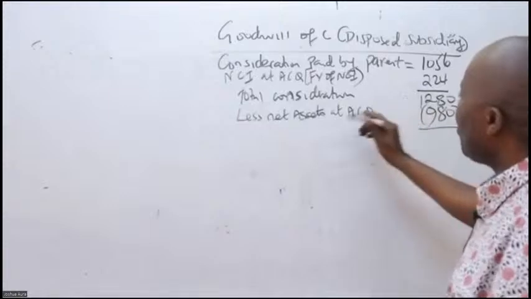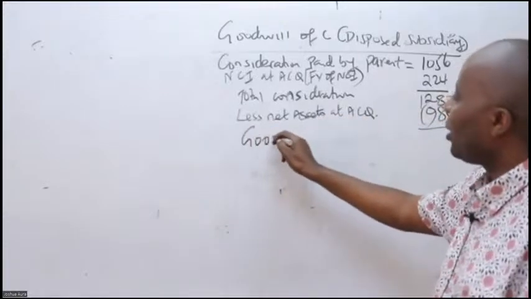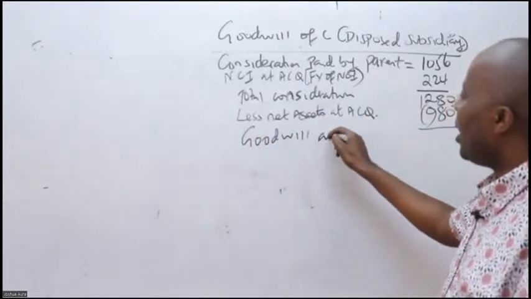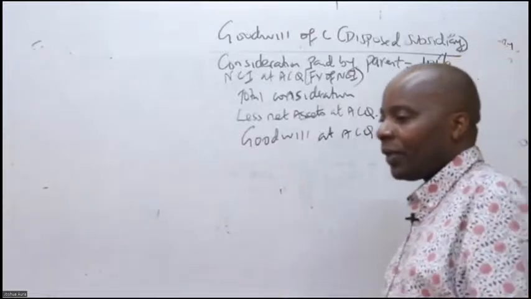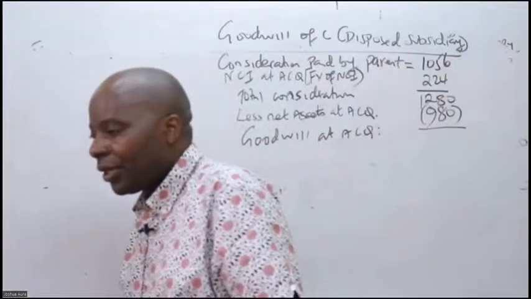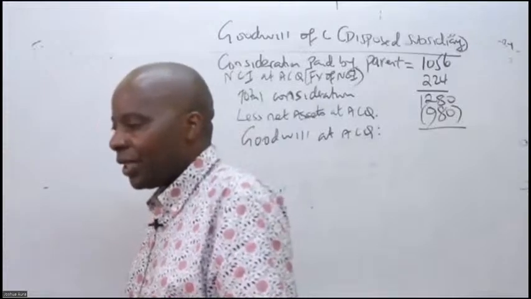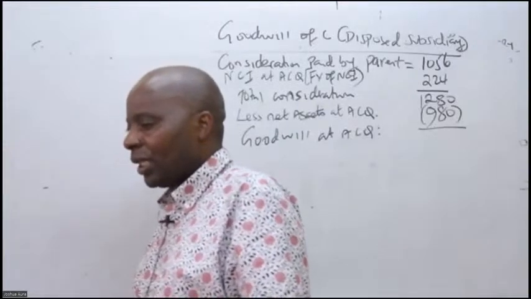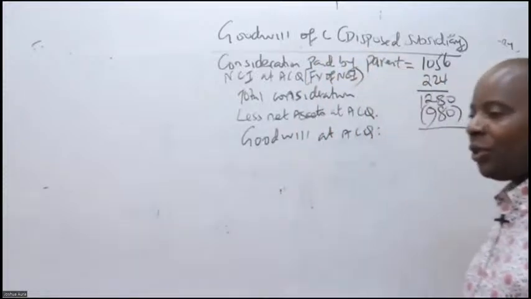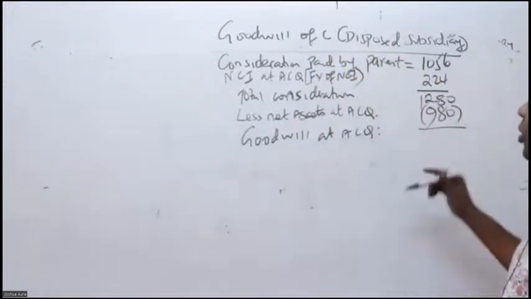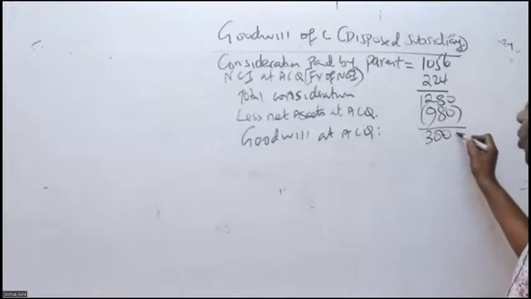So you subtract here, whatever you get will be goodwill at acquisition. Are you able to get this figure? They're telling me it is 300. Mark you, this thing is very important and you'll be able to get most of your marks here. So goodwill at acquisition is 300.